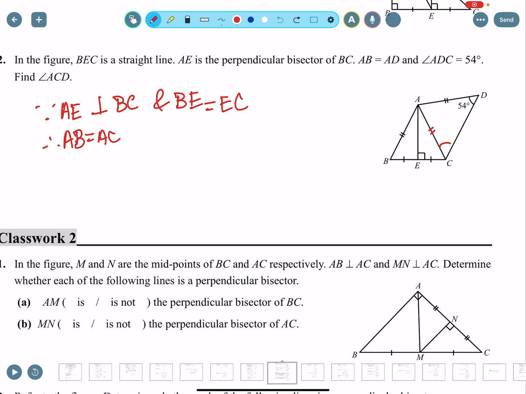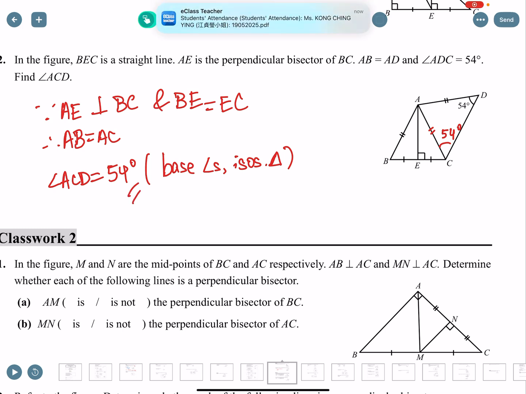So in triangle ACD, angle ACD is equal to 54 degrees as well, because it's an isosceles triangle, base angles of an isosceles triangle. So this one here is 54 degrees now. And ta-da, we found the angle we need. So 54 degrees is the answer for this question.